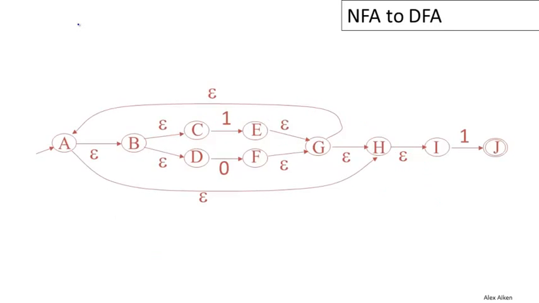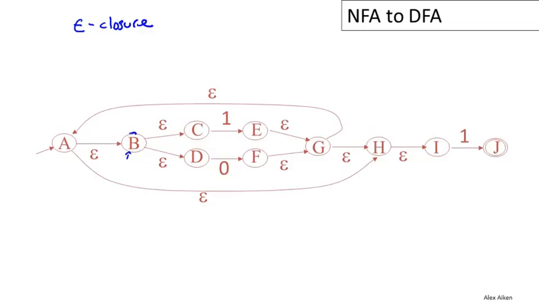So here's the non-deterministic finite automaton we finished up with last time. And the first thing we're going to discuss today is an important idea called the epsilon closure of a state. The basic idea is that I pick a state, and it could be a set of states, but we'll just do it for a single state. And then I look at all the states that I can reach by following only epsilon moves.